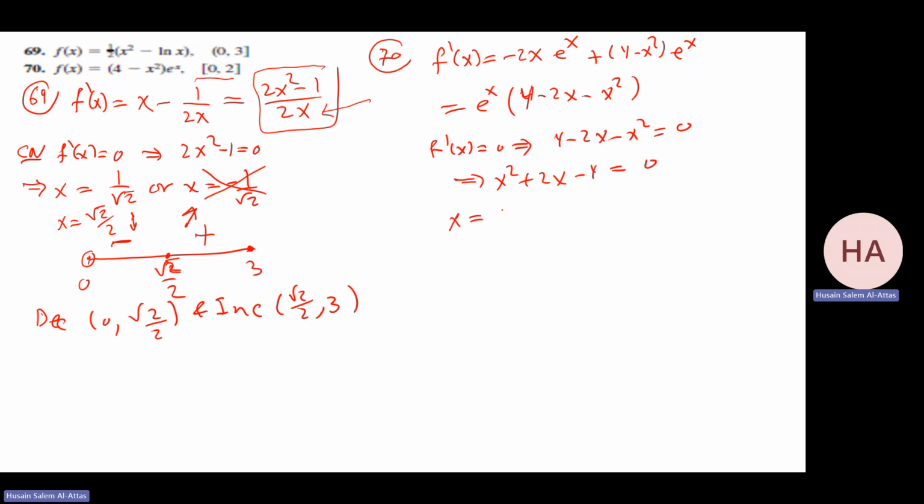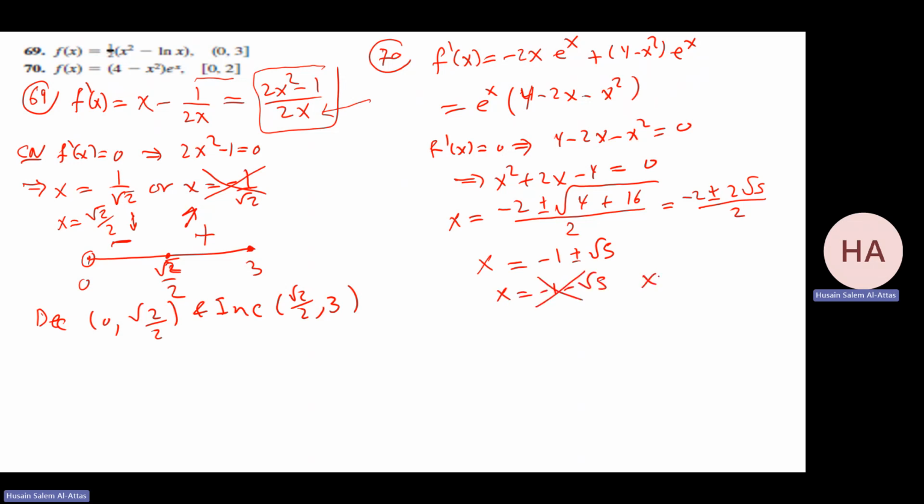So the solution is minus b plus or minus square root of b squared minus 4ac, which is 4 plus 16, over 2. So it will be minus 2 plus or minus 2 root 5 over 2. So the answer is minus 1 plus or minus square root of 5. But I don't want all of it, because x equal minus 1 minus square root of 5 is rejected. I have only x equal minus 1 plus square root of 5. This is what I want.